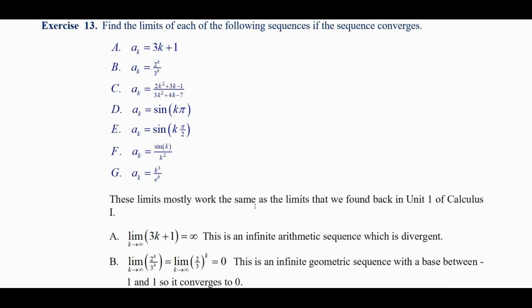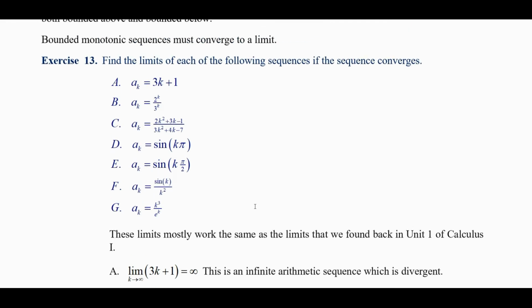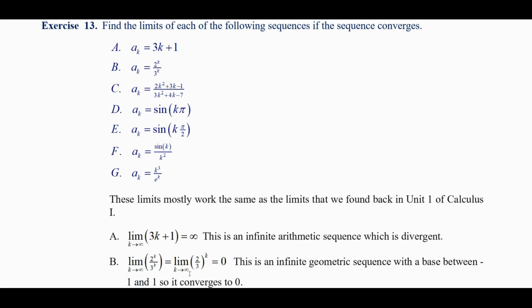Okay, so we're going to be using a lot of the things that we found back in Calculus 1, and we're going to remind you of a few techniques. So certainly the limit of 3k plus 1 as k goes to infinity is infinity. That's an infinite arithmetic sequence like we just talked about. And 2 to the k over 3 to the k can be rewritten as (2/3) to the k. So that's just an infinite geometric sequence with a base between -1 and 1.